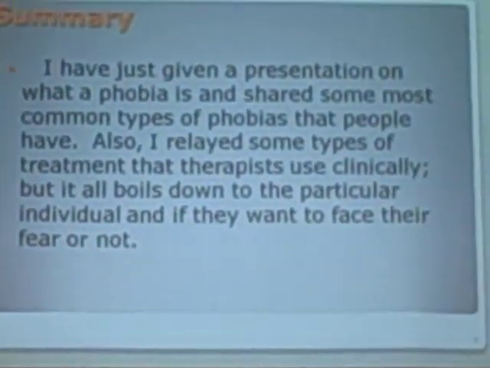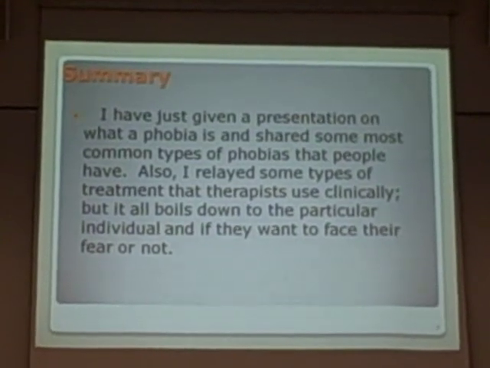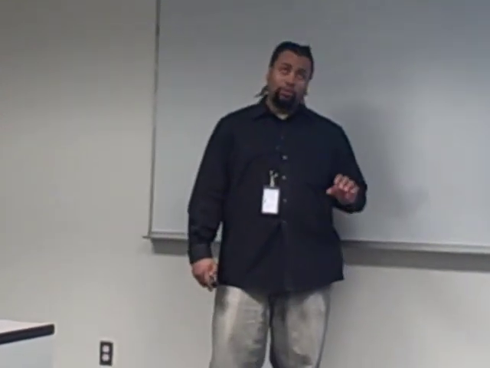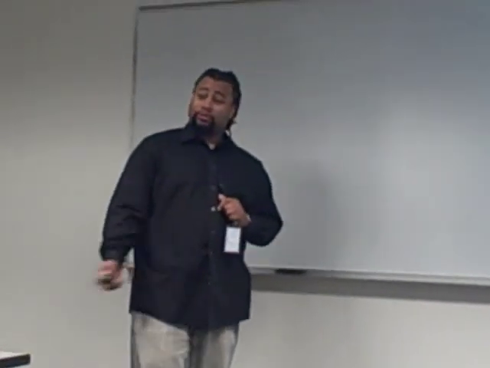The summary. I have just given you a presentation of what many Americans and people around the world have in common, which is a phobia. Also, I relayed some information on different types of treatment and the most common phobias, which was 4 different types. But to me, in my opinion, it all boils down to the particular individual and if they want to get past that fear or phobia. They can let it hinder them for the rest of their life, or they can live on the edge, face their fear, stare it in the face, and not let it hinder them. My references, and that is my presentation.